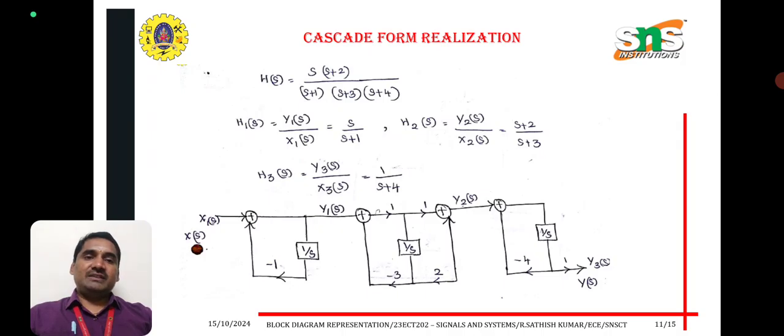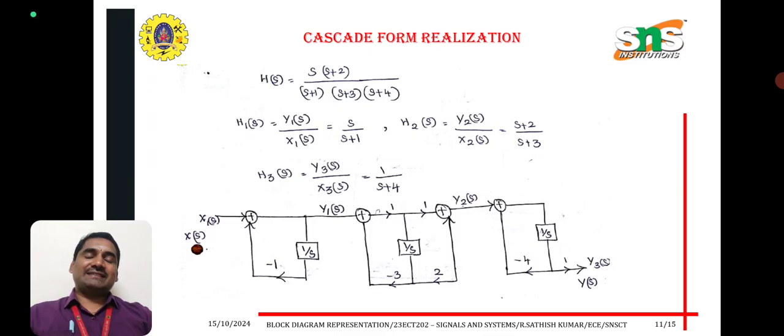Next, another function which can produce 1 into X2(s) minus 3 by s into X2(s). Y2(s) is equal to 1 into Y(s) plus 2 by s into Y(s), which can produce the output as Y2(s).